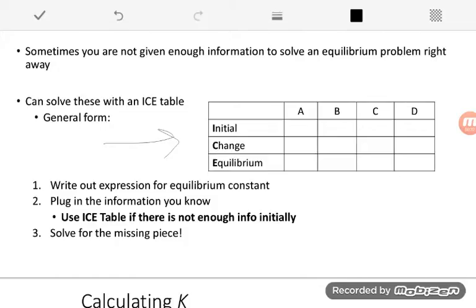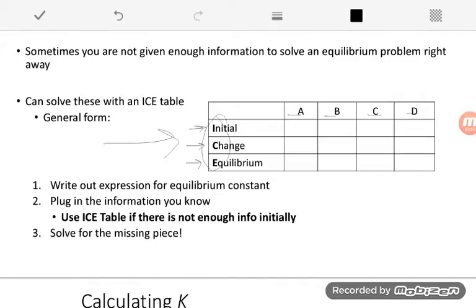The general form of these is that you have all your reactants and products listed up top, and then you make 3 rows. One for initial concentration, what you started with, one that represents the change in your concentration during the course of the reaction, and the last one is the concentration at equilibrium. So ICE, that's where we get our ICE.